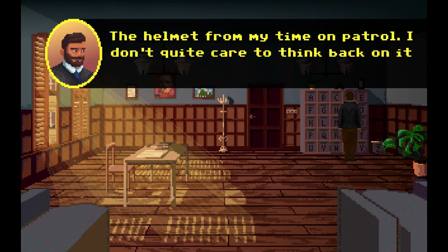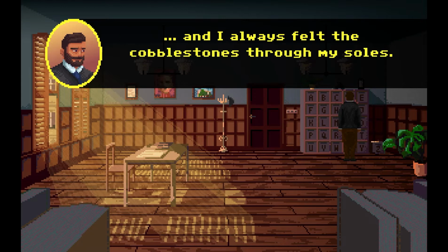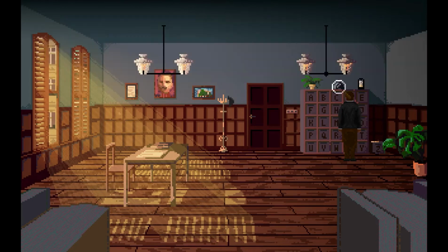The helmet from my time on patrol. I don't quite care to think back on it. I never had the money for proper shoes back then, and I always felt the cobblestones through my soles. I can still tell which street I'm on just by looking at the pavement.